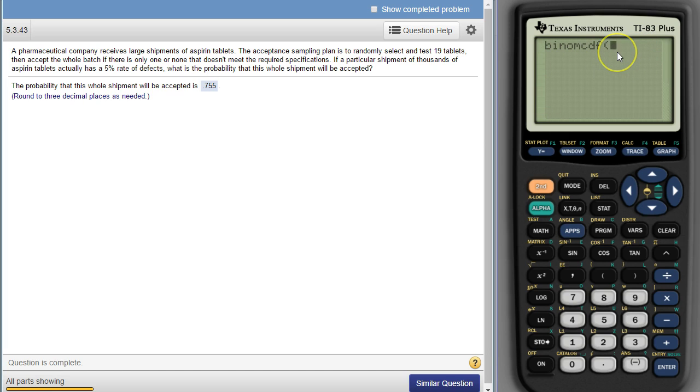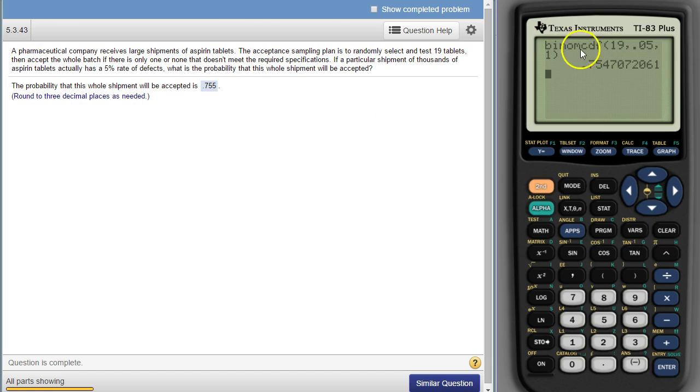So the same thing. N is 19 here. P, the probability of success, is 0.05. And if we tell it to stop at 1, because it says 1 or none, it starts off and does basically what we just did. It finds the binomial PDF for 19, 0.05 and 0, and then adds 19, 0.05 and 1. So there's that 0.755 again.